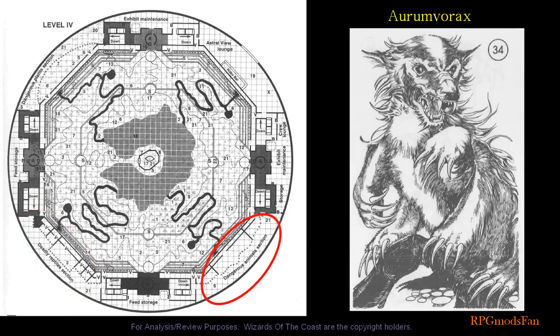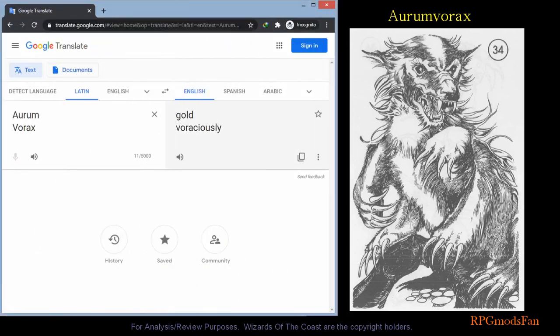At chamber number 4 is an Audiam vorax. This ferocious golden-colored carnivore appears to be a badger-like creature. In Latin, Audiam means gold, and vorax means ferociously, which is an adverb of the word ferocious, which itself means craving and/or consuming large quantities of food.